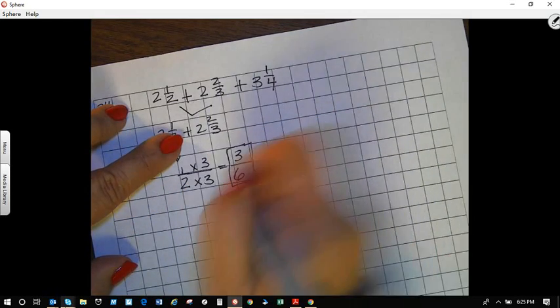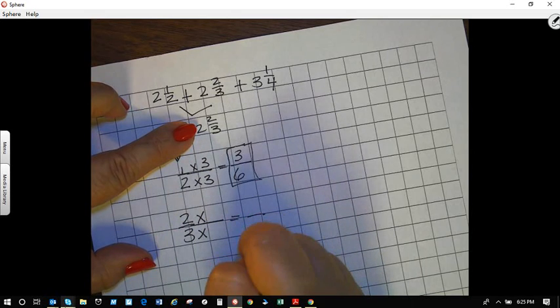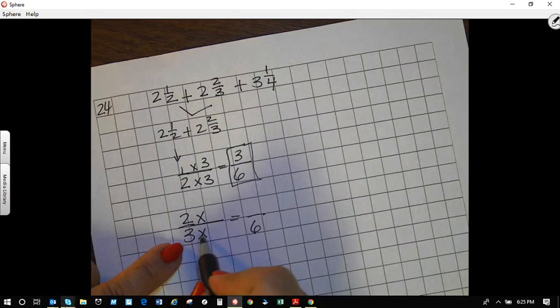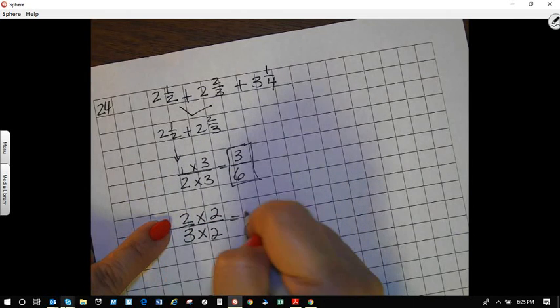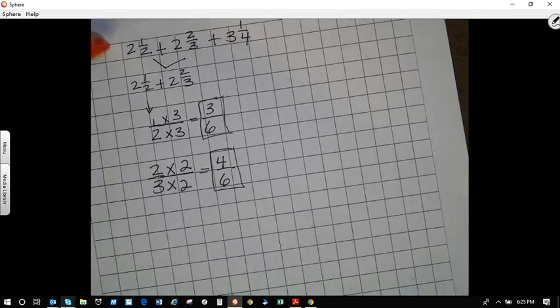My 2/3, extend, put my multiplication, equals, this is going to be 6. 3 times what equals 6? 3 times 2. 2 times 2, so it's 4/6. There's my new fraction. Now I'm going to write my equation out because it's going to be brand new.